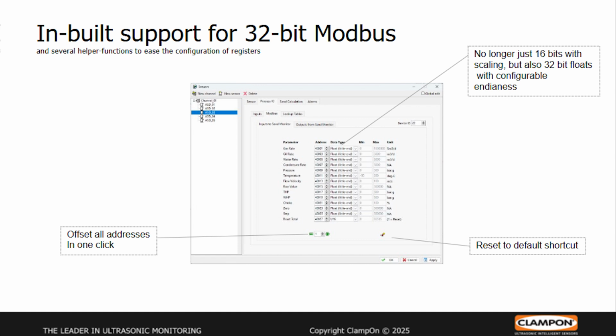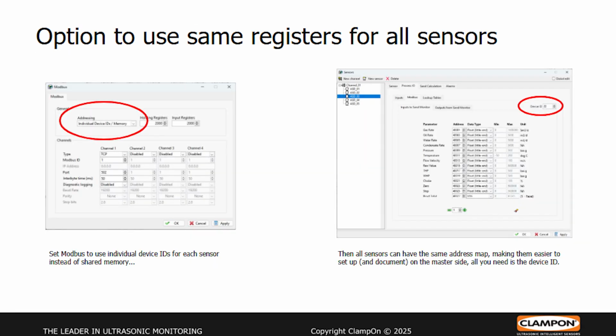We've also added things like 32-bit Modbus support, and made it very easy to set up. And there's an additional functionality now: if you have a lot of sensors and you're adding new sensors, you can choose to keep the same Modbus setup for all the sensors, and the control system will just inquire them based on a Modbus ID instead, which makes it much easier for you to set up the control system, because it's the same Modbus addresses. It's just a new ID when you add a new sensor.